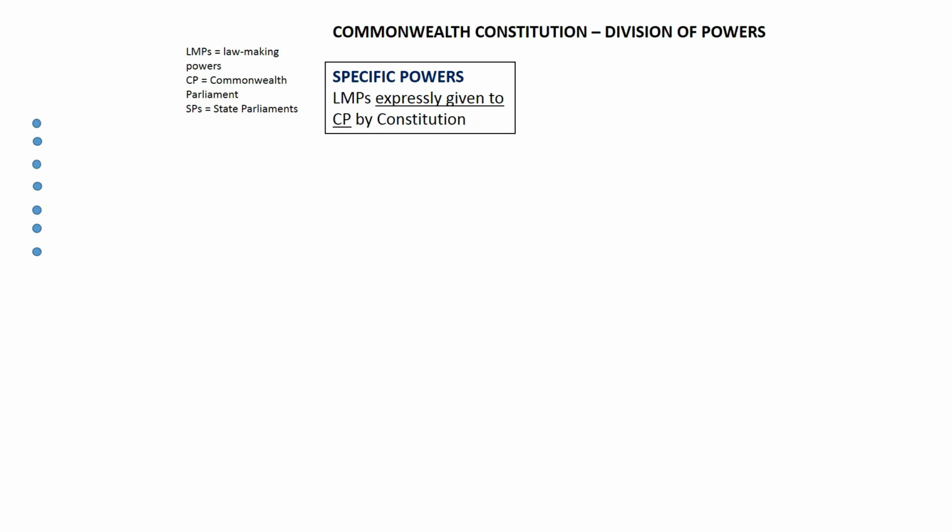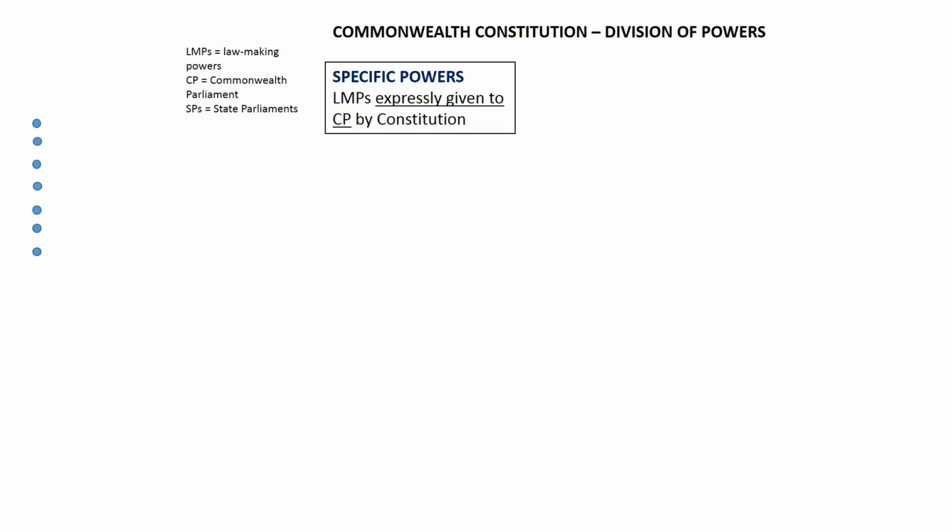Now, if you go to the end of Section 51, it actually looks like there are only 39 matters because the last paragraph is XXXIX, which is 39 in Roman numerals. However, the reason we say that Section 51 contains 40 heads of power, or 40 matters about which the Commonwealth Parliament can make laws, is because in 1946 there was a new head of power added, which is XXIII capital A, that is subsection 23 capital A. So that's why we actually have 40 heads of power.